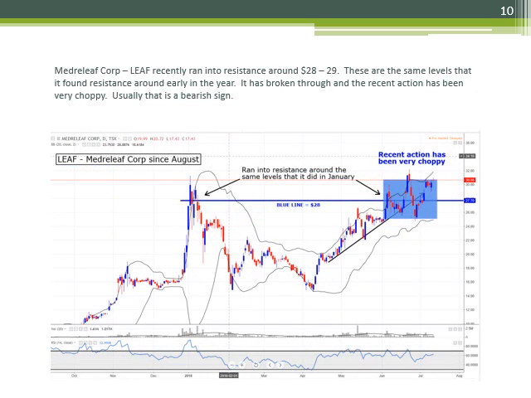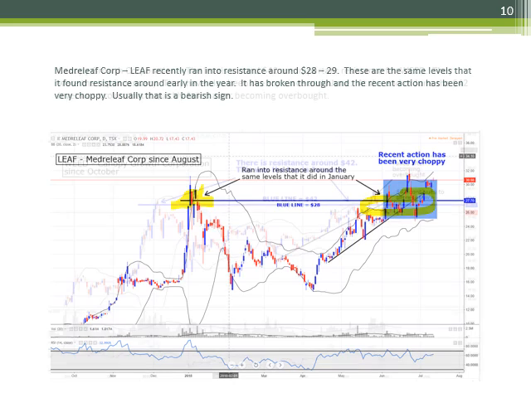This Med Relief is kind of all over the place. The 28 level is important, but it's very choppy. Here, you can see it broke the uptrend. It's really just going all over the place. Usually that's a bearish sign longer term when you see this kind of choppiness.